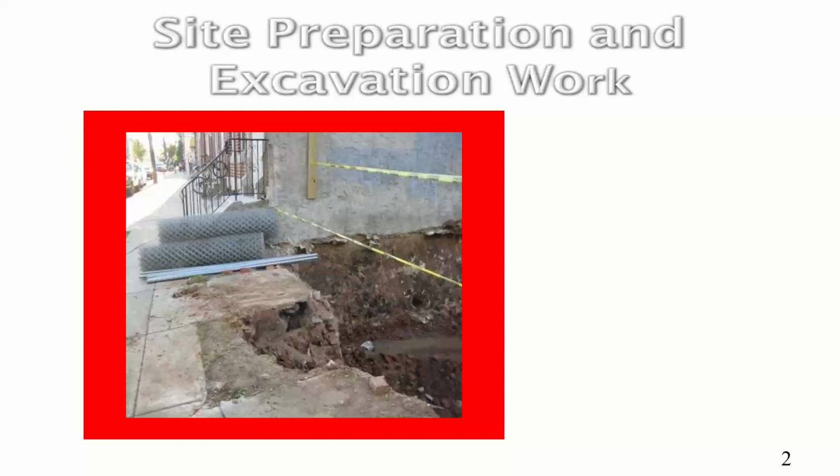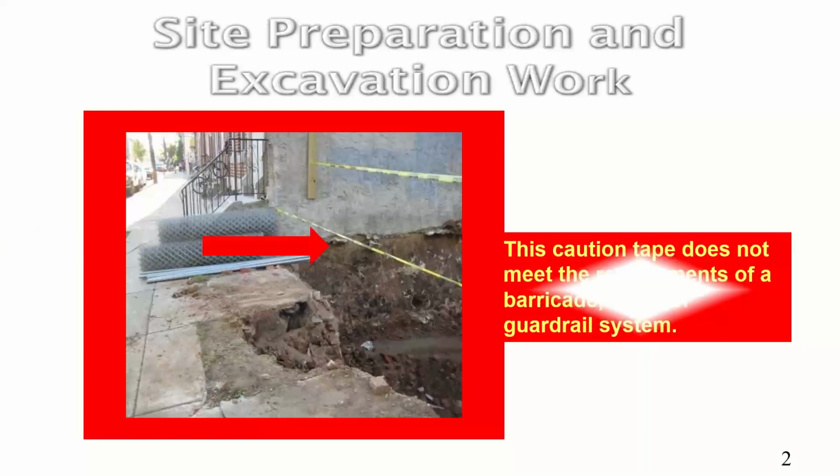So if you have to take care about your workers, you have to take more care about regular pedestrians or the general public, because if there is an incident with them, it's going to be much more expensive, more problematic for your company. So these warning signs are inside of the fall hazard area. The caution tapes do not meet the requirements of a barricade fence or guardrail system or warning signs.